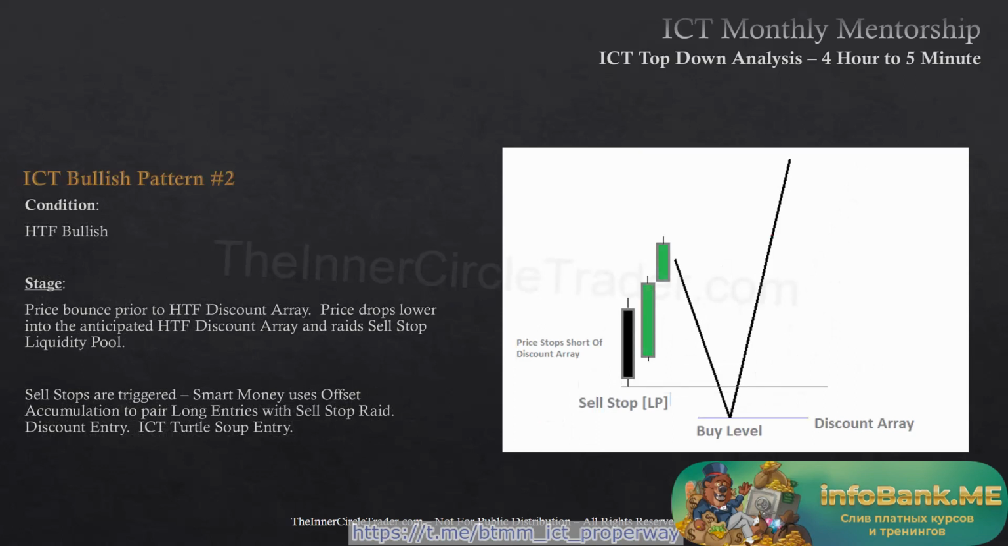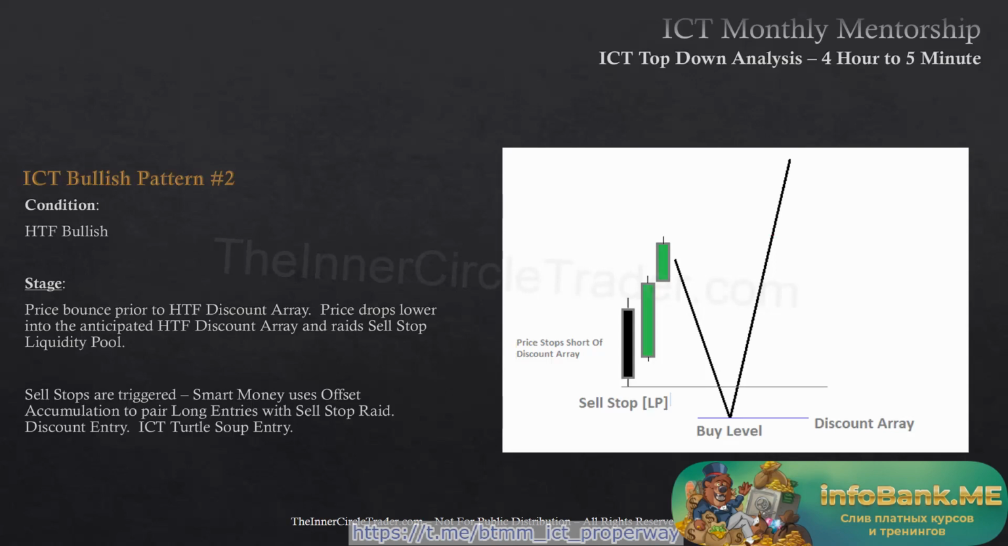Okay, the second one is the ICT bullish pattern number 2, and I don't have any names for these except for just simply a fair value, and now this is a turtle soup or external range liquidity. Again, the condition on the higher time frame is going to be bullish, and the stage or setup is this. The price will bounce prior to a predetermined or anticipated higher time frame discount array.